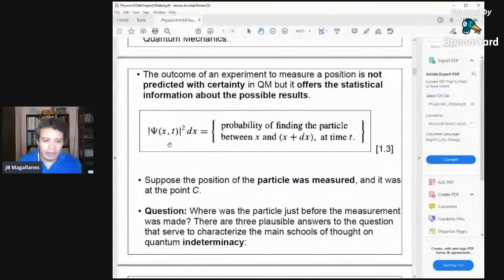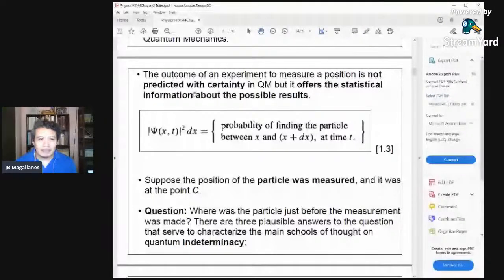So again, psi x of t, this is just to let you know that the wave function is a function of space and time. You square that times dx. This is a very small number, infinitesimal, in that range. That is equal to the probability of finding the particle between x and x plus dx at time t.